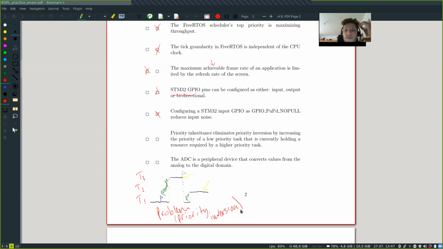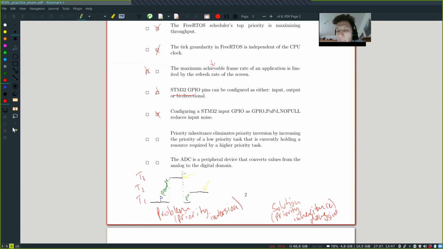And so the solution is to use priority inheritance, and this is done using a mutex. I found something about priority inversion and priority inheritance in the tutorial book in the RTOS documentation. Yes, generally a mutex is, not just in FreeRTOS, a semaphore that does priority inheritance.